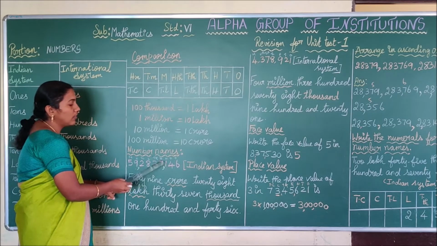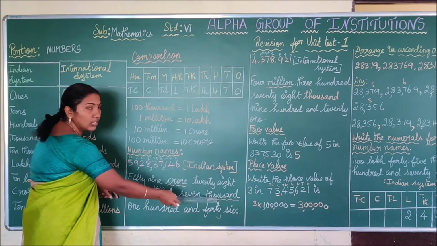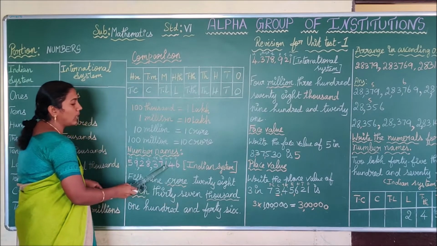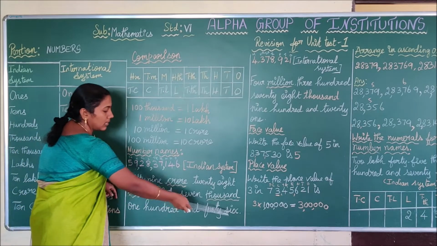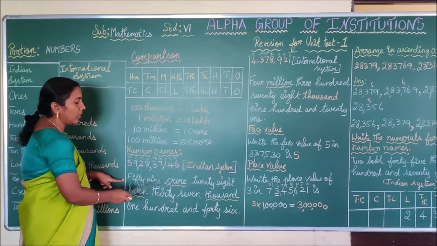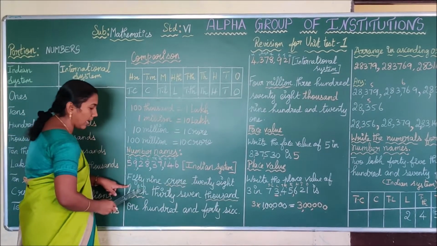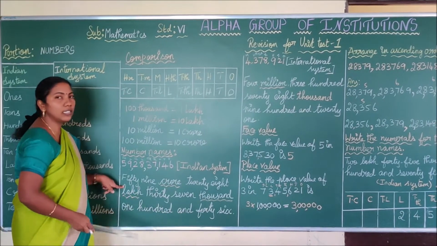What is the place value of 7? Thousand. So you have to write it as 37,000. What is the remaining number? 146. So you have to write it as 146. Is it clear, children? Now we are going to read the name once again. 59 crore, 28 lakh, 37,146. Is it clear, children?